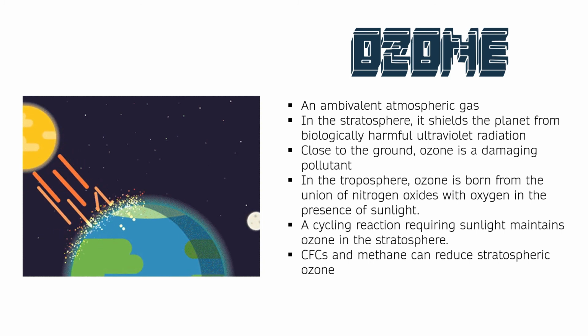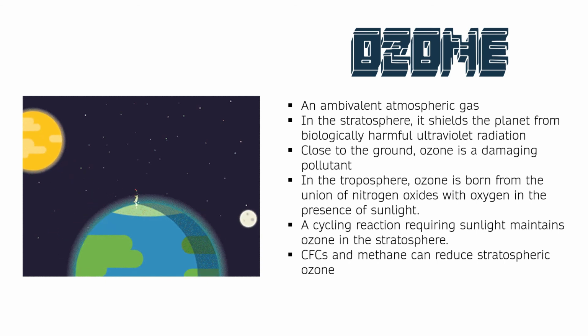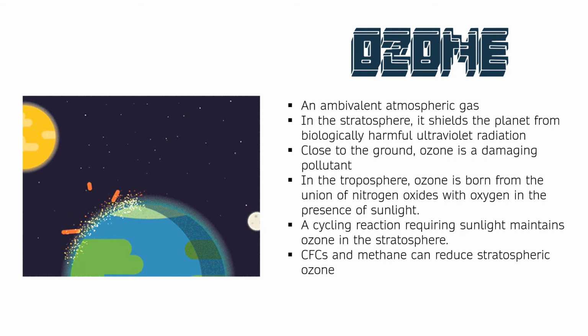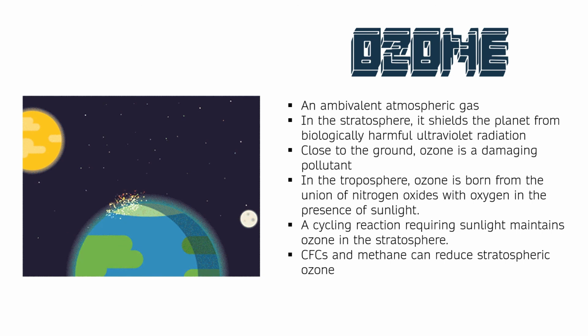In the troposphere, ozone is born from the union of nitrogen oxide with oxygen in the presence of sunlight. A cycling reaction requiring sunlight maintains ozone in the stratosphere. Chlorofluorocarbons, methane, both natural and human-caused, and nitrous oxide from denitrification and synthetic nitrogen fertilizer can reduce stratospheric ozone.